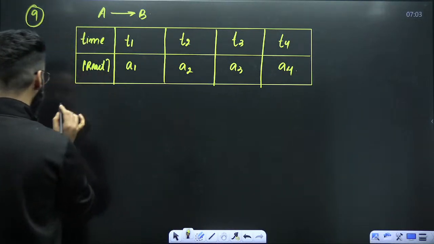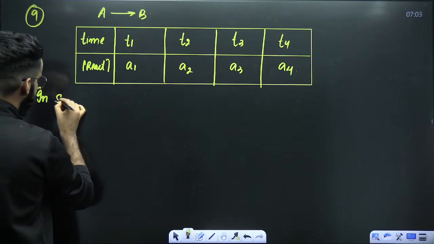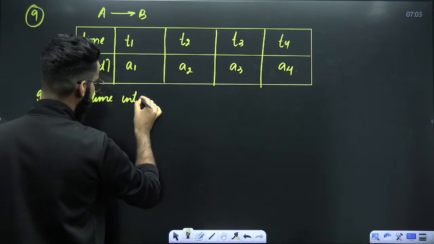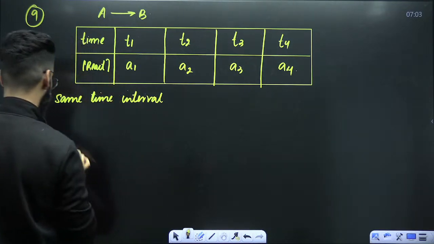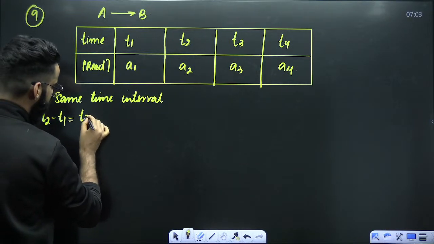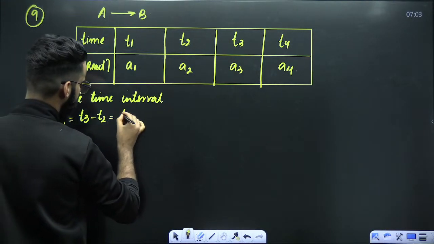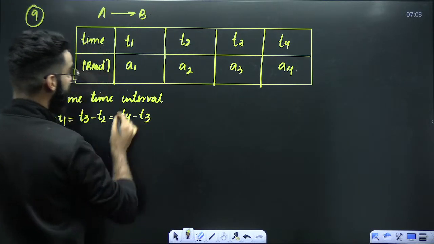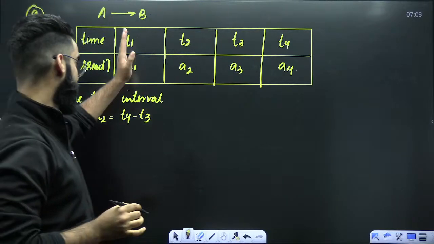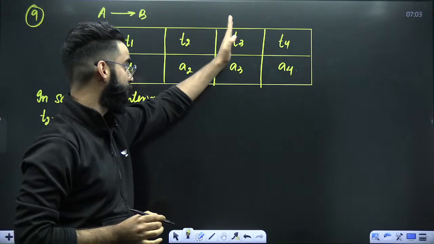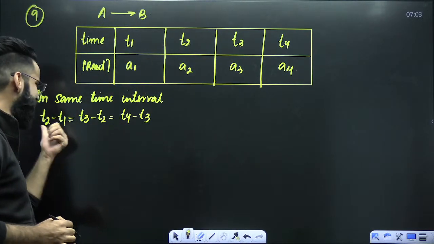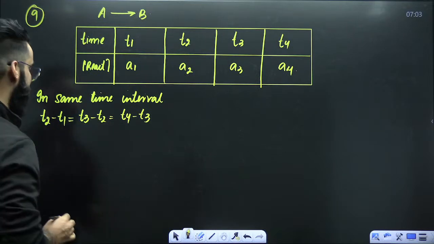For example, in the same time interval. What does that mean? What does same time interval mean? Same time interval means that T2 minus T1 is equal to T3 minus T2, which is equal to T4 minus T3, right? That means the time interval everywhere is same. The time interval from T1 to T2 is same as that of T2 to T3, is same as that of T3 to T4.